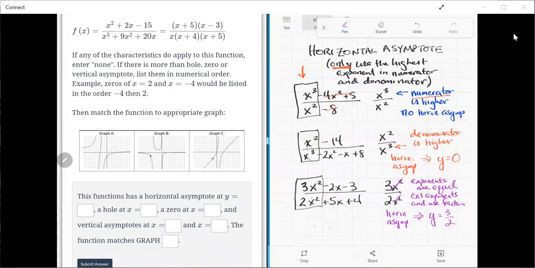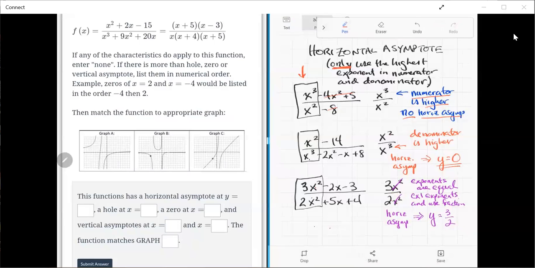In the case where the numerator is higher, there's no horizontal asymptote. In the case where the denominator is higher, so this is x squared over x cubed, the horizontal asymptote is y equals 0. And in the case where they're both the same, x squareds, you cancel out the x squareds, and whatever you're left with, in this case 3 and 2, that's going to be your horizontal asymptote.